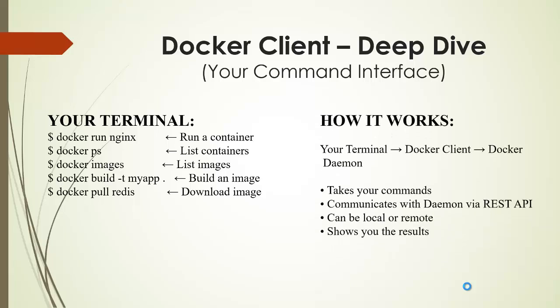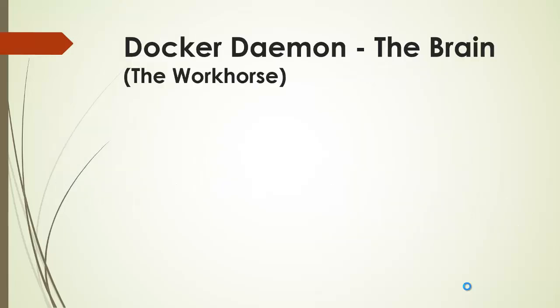How does it work? Suppose we give any command in the terminal or the Docker client, it asks the Docker daemon. The client takes your commands, communicates with the daemon via REST API, locally or remotely, and shows you the results. The Docker daemon, the brain, is the main server, you can call it.